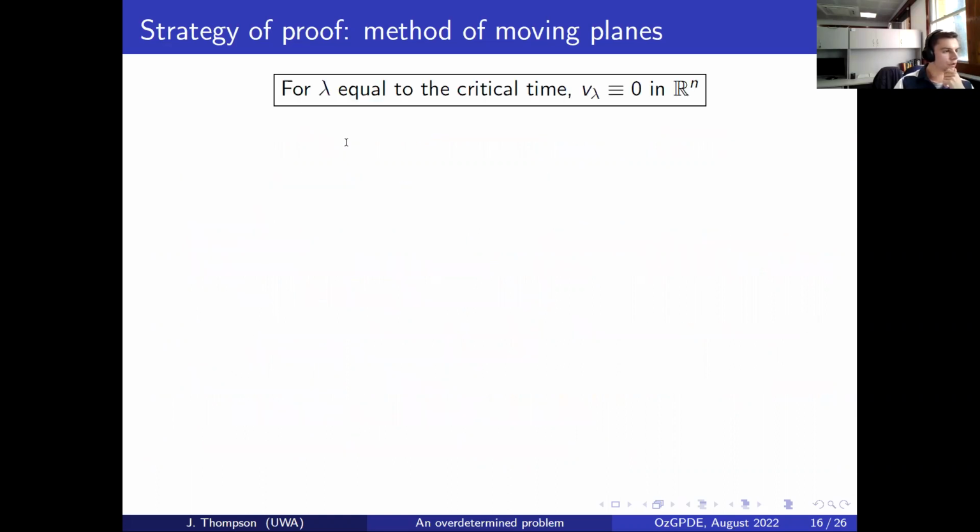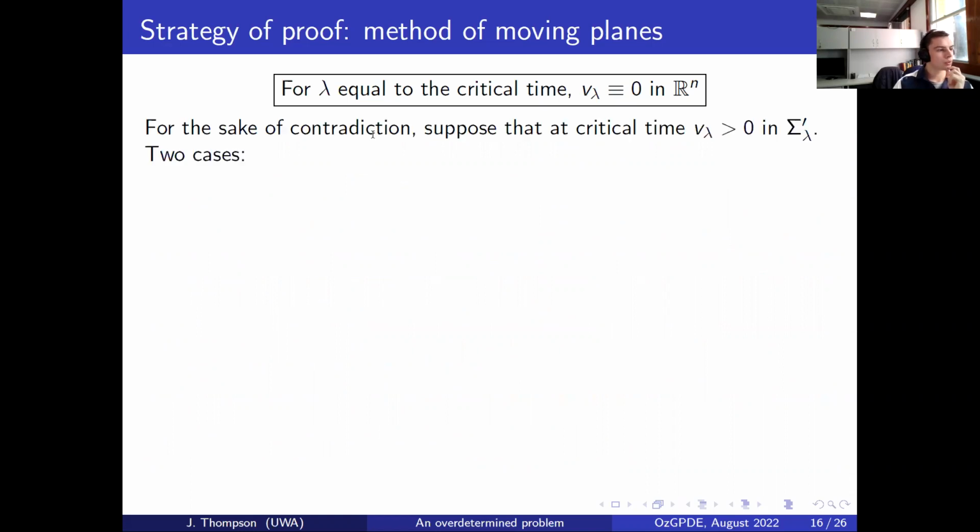Now, where we need to use the overdetermined condition is at this point here. So when lambda is equal to the critical time, we want to show that it's equivalent to 0. And we prove this by contradiction. So we know that from the strong maximum principle, v lambda is either equivalent to 0 or it's strictly positive in sigma prime lambda. And then we consider our two cases that I talked about before.